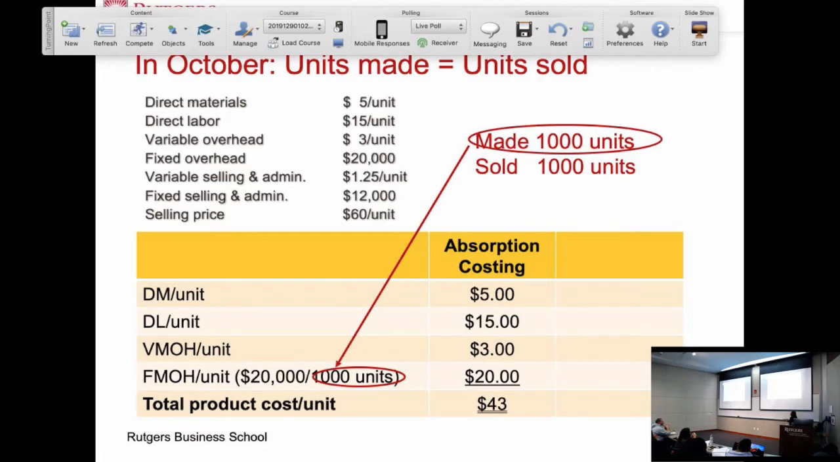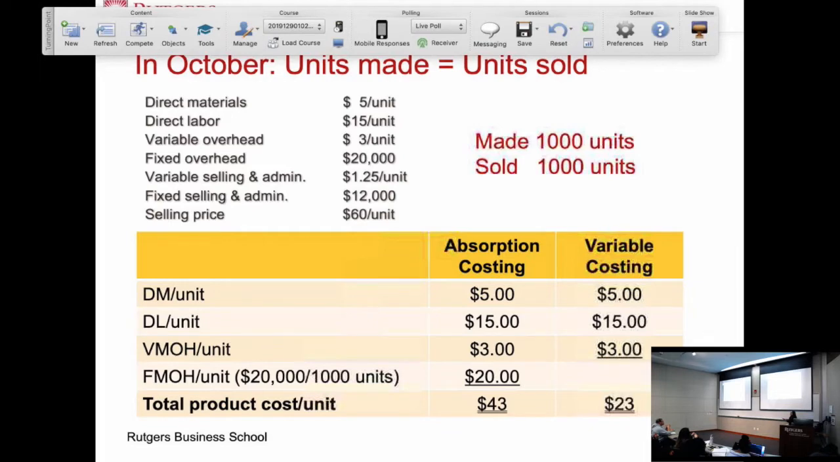And if we are calculating the unit product cost for variable costing, the only difference is that we are not going to consider the fixed overhead as the product cost, because under variable costing, only the variable part of the manufacturing costs is considered as the product cost, right? So do you guys still remember this part? And after we calculated the unit product cost, we then go to calculate the operating income, right?